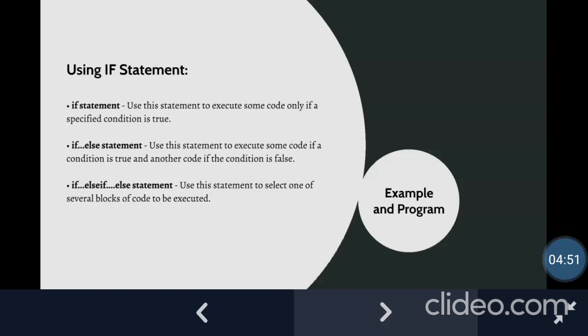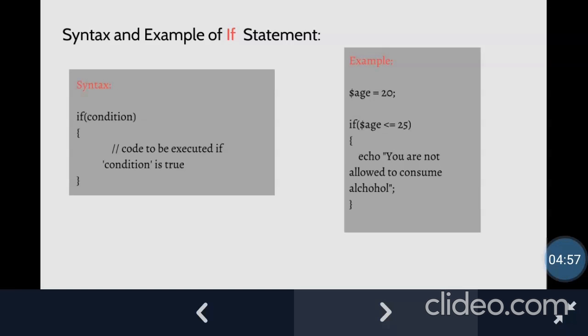Let us see the example followed by the program. Let us see the syntax of if statement. It goes as follows: if, in bracket, condition. So if the specified condition is true, there is a curly bracket open, and whatever code you want to execute if the condition is true is written in this curly bracket. Later you need to close this curly bracket.